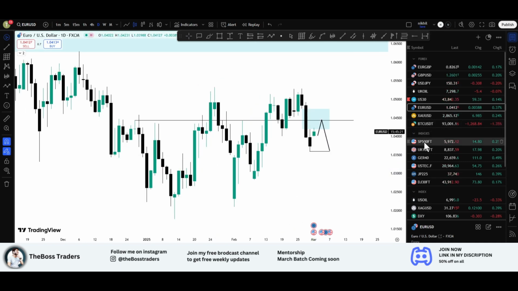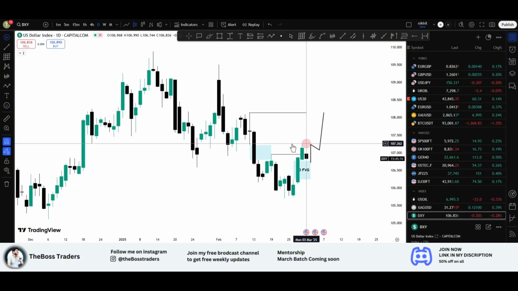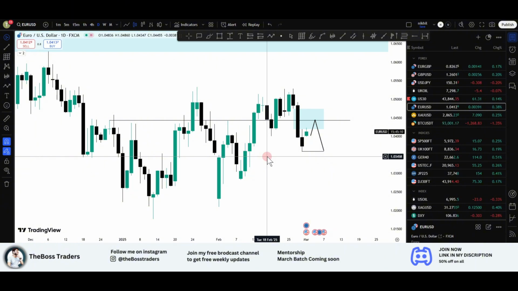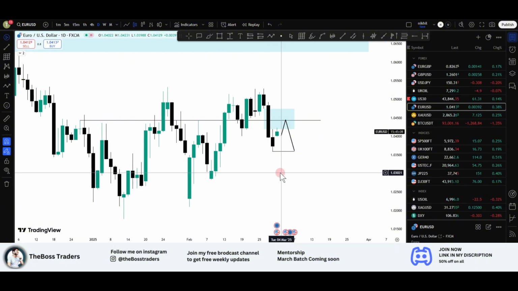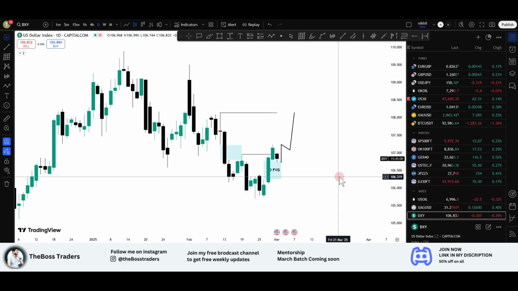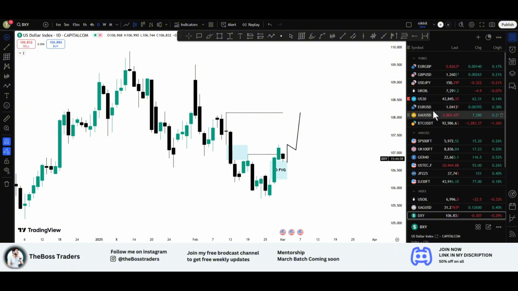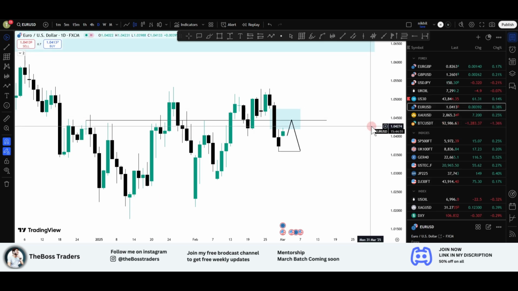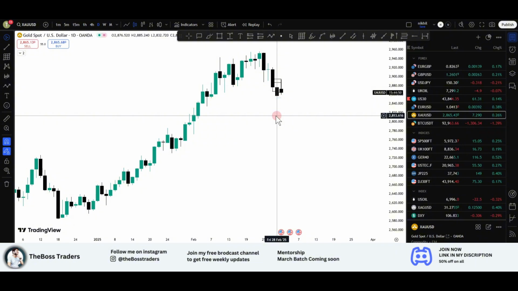Now again, just giving you a recap on DXY. Daily on DXY is bullish. Daily on euro USD is bearish. Using the concept of smart money reversal, you can trade this easily. Now let's move on to gold.